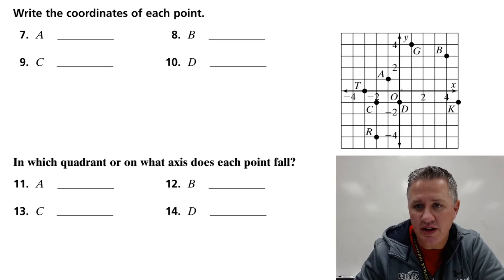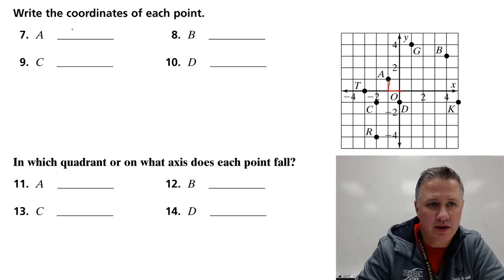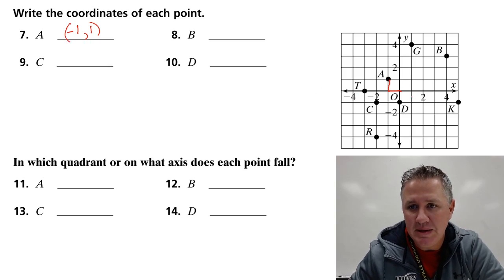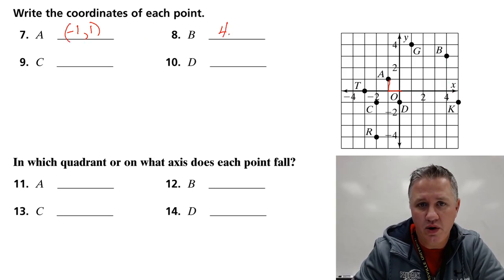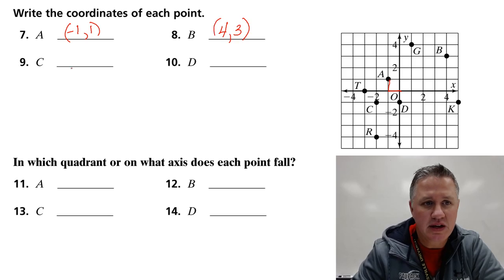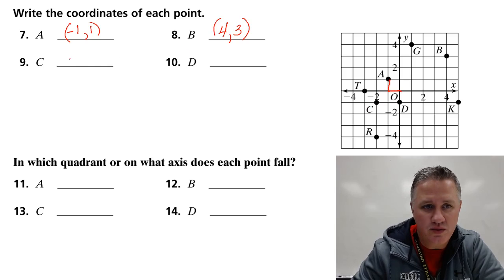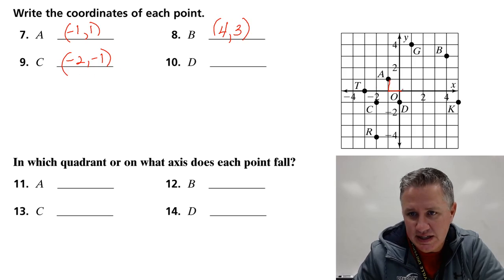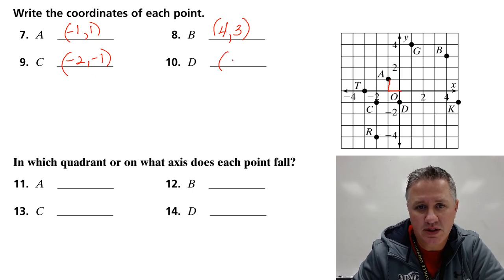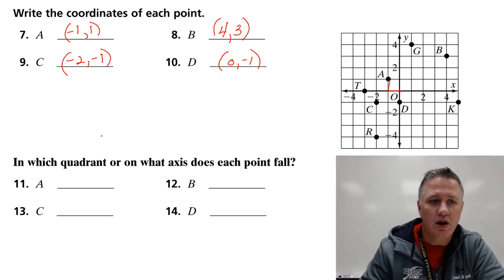A, where's A located? Again, I start in the origin, and I go -1, +1. So -1, +1, make sure you put parentheses around the coordinates. B is on 4, 3, right? So I go 4, 3, parentheses. C is on -2, -1. -2, -1. And D is located on 0. Remember, I travel 0 on the X and -1 on the Y. So 0, -1.